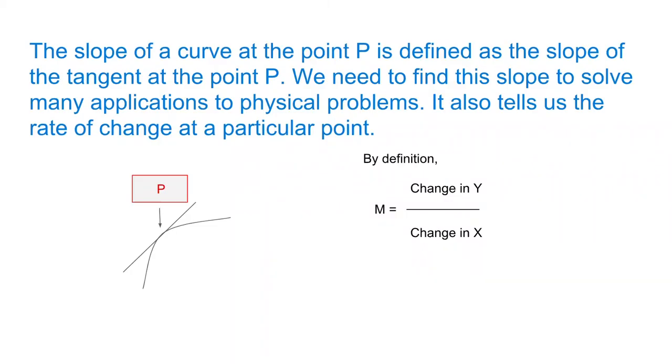So, what is differentiation? Differentiation is the slope of a curve at point P, which is defined as the slope of the tangent at point P. We need to find this slope to solve many applications to physical problems. It also tells us the rate of change at a particular point. By definition, m is equal to the change in y over change in x.